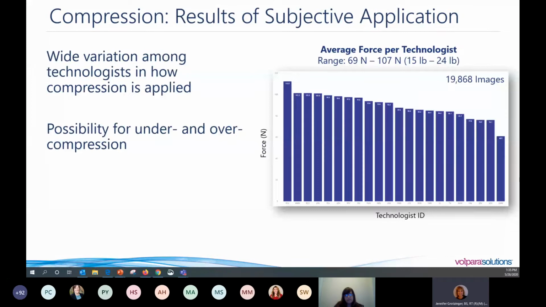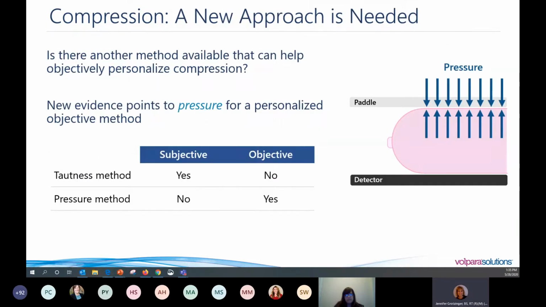The result of subjective application is there's a wide variation among technologists in how compression is applied. There's also the possibility for under and over compression to occur. What we need in compression is a new approach. Is there another method available that can help objectively personalize compression? New evidence points to pressure for a personalized, objective method.